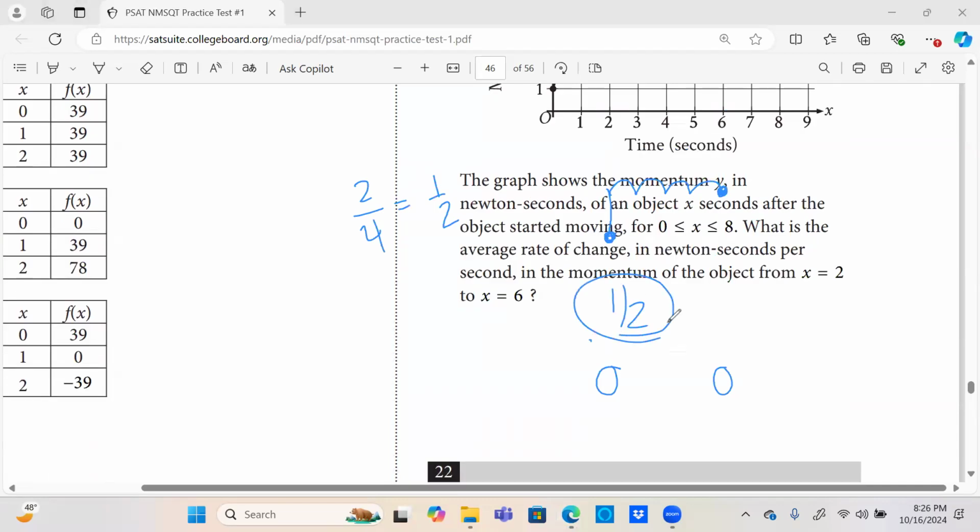Let me check that. Yes, that's right. You can also do 0.5, but I prefer the fraction. But in the answer key here, it says they'll take either.